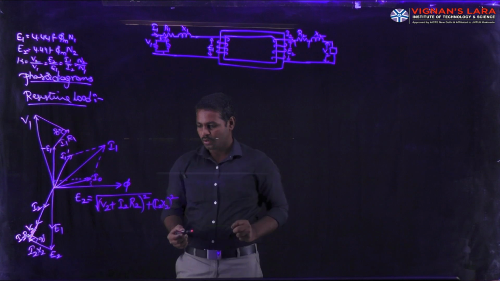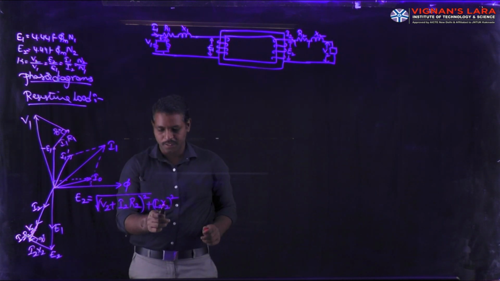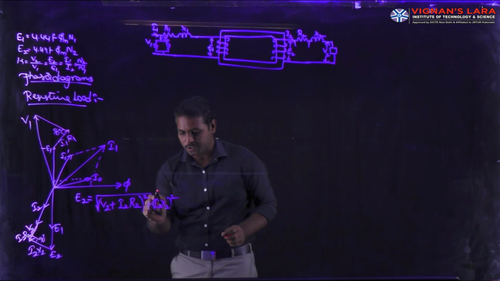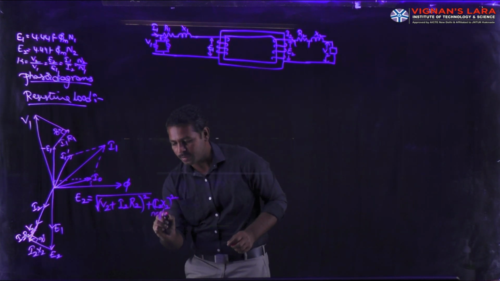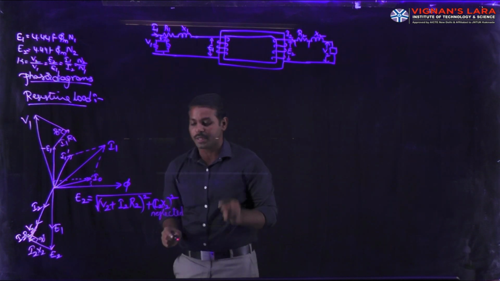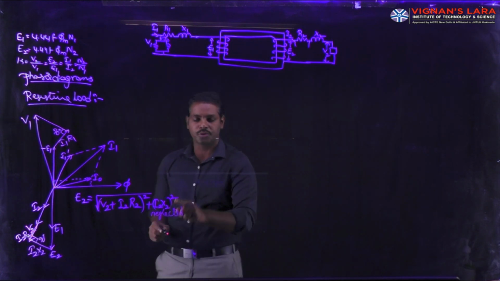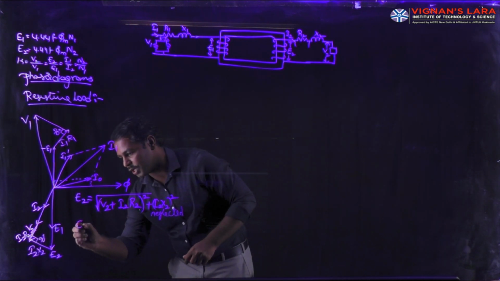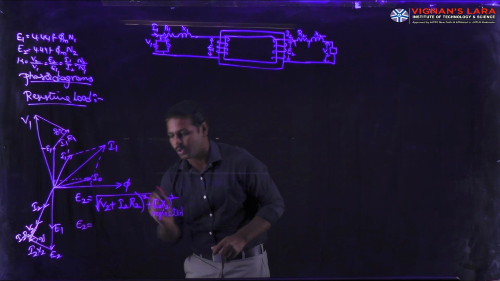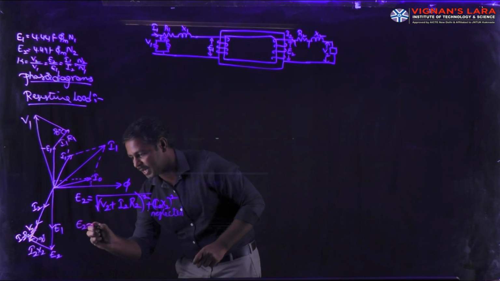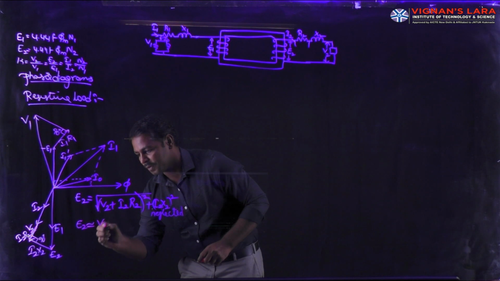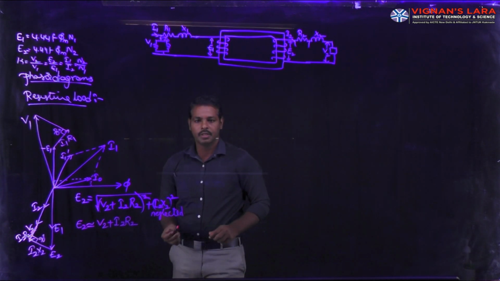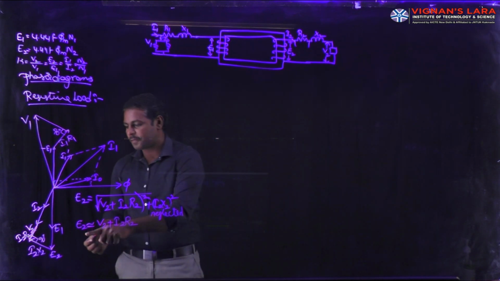The magnitude of (I2 X2) whole square is always very, very small compared to the first term, so that is to be neglected based on the magnitudes. Then the square and the square root get cancelled, and E2 is approximately equal to V2 plus I2 into R2. In a similar fashion we can find out E1.